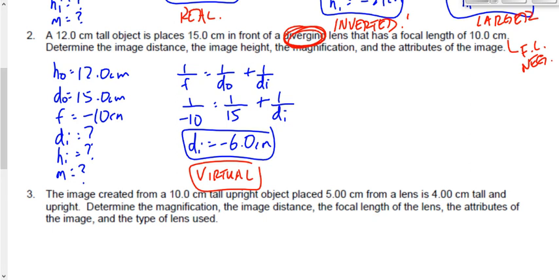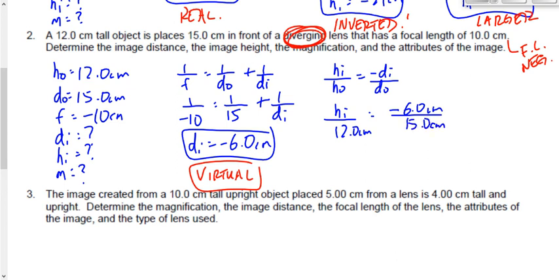Now, let's solve for HI. HI over HO equals -DI over DO. HI is what we're looking for here, HO is 12.0 centimeters. We're going to say DI is 6.0 centimeters, DO is 15 centimeters. Is that correct? Good. So Rose, what's wrong? Good. Negative 6 centimeters, right? It's negative DI, and DI is already negative 6, so it ends up becoming positive, right?